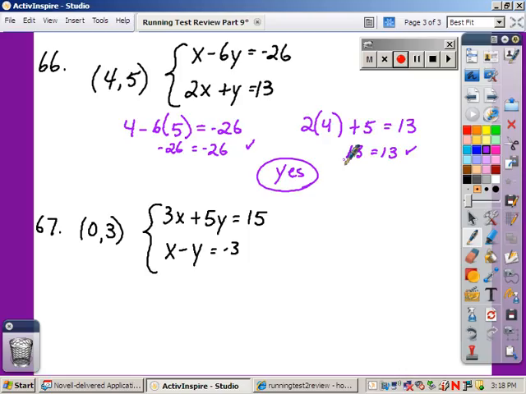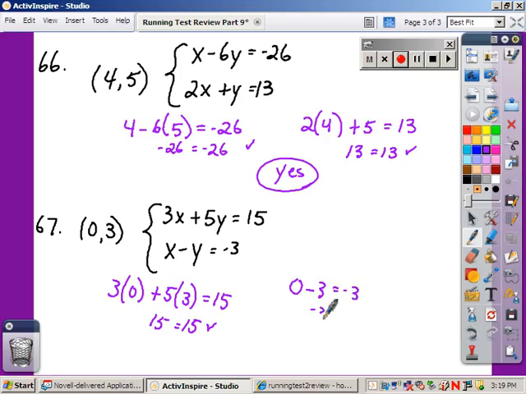So again, in this problem, same idea. I'm checking the solution. I'm going to put 0 in for x and 3 in for y. So I have 0 plus 15 equals 15. This side is 15, and so is this one. That's a good one. And again, 0 for x, 3 for y. So I end up with 0 minus 3 equals negative 3, and that is also true. So it turns out that both of these are yes type solutions.